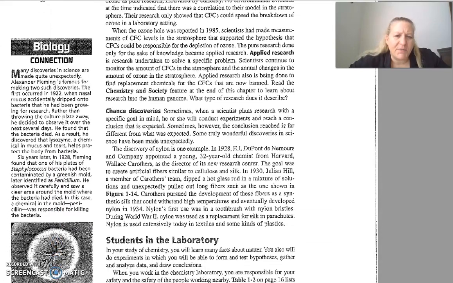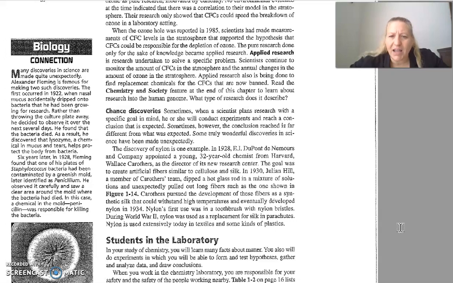Chance discoveries. Sometimes when a scientist plans research with a specific goal in mind, he or she will conduct experiments and reach a conclusion that is expected. Sometimes, however, the conclusion reached is far different from what was expected. Some truly wonderful discoveries in science have been made unexpectedly. The discovery of nylon was one example.